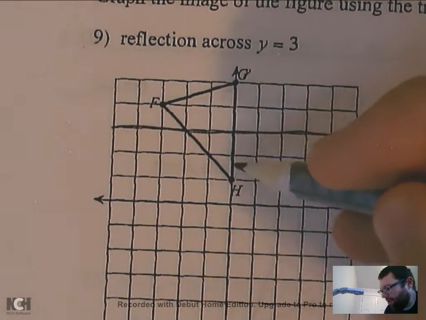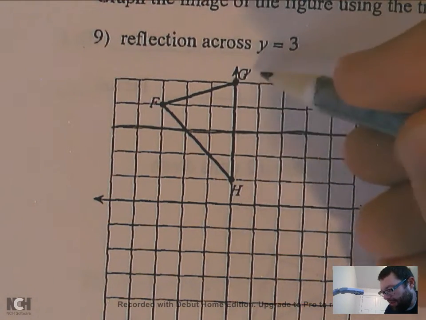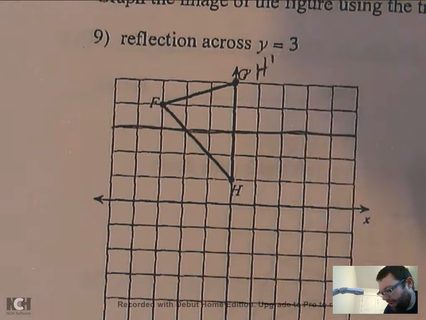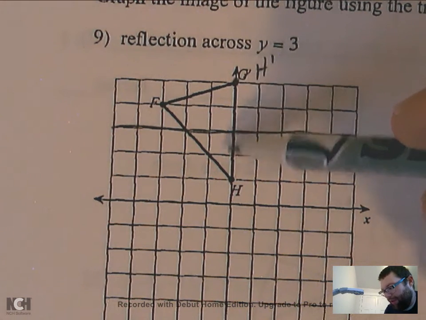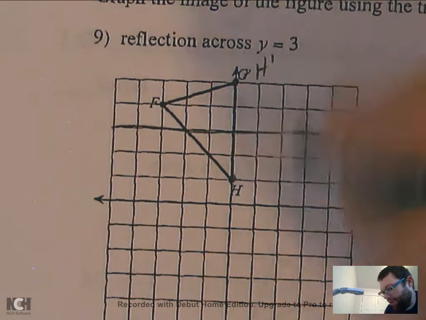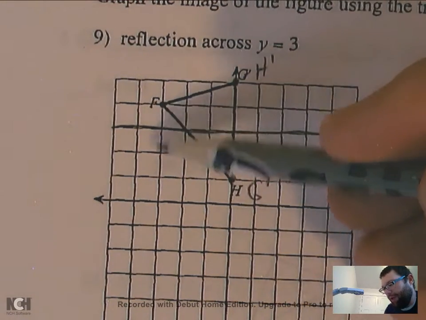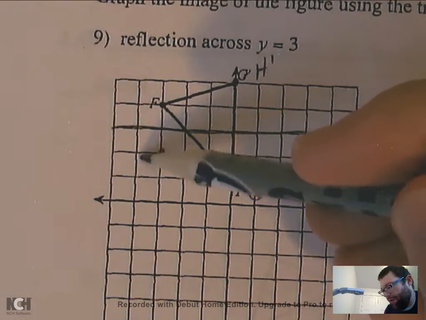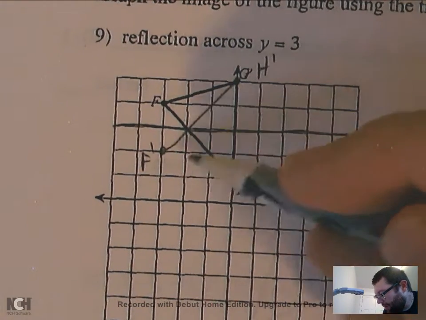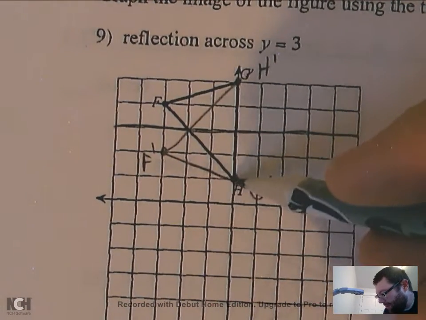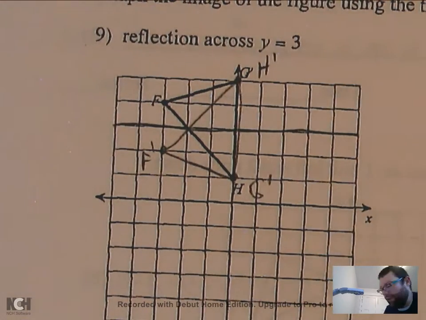So H is 2 spots away, so its new shape is going to be 2 spots past the line, right where G is. So G is also the same as H prime. And G is 2 spots away, so it's going to be right where H is. So there's the new G prime, same as H. F is 1 spot away, so there's the new F prime 1 spot past it. Okay, and there is your reflected shape. Pretty much the same shape, just reflected across that line.